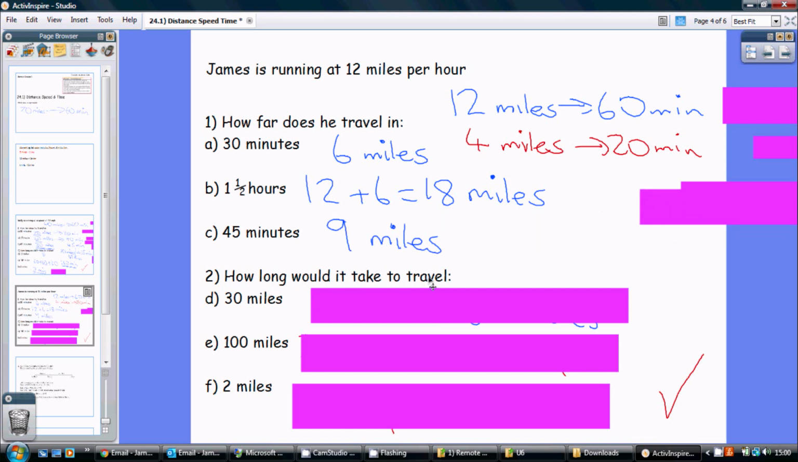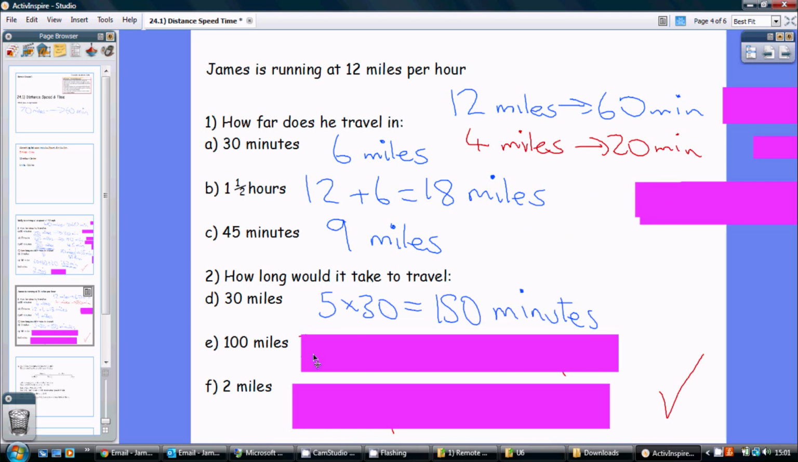How long would it take to travel 30 miles? Okay, so a number of ways to do this. I think I would be tempted to use this one as a starting point. So 5 lots of this. So 5 lots of 30 minutes, 150 minutes. 100 miles. So lots of ways to do that.